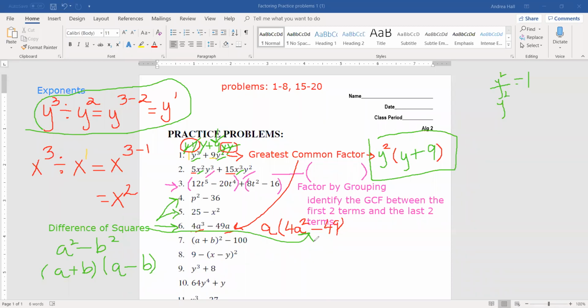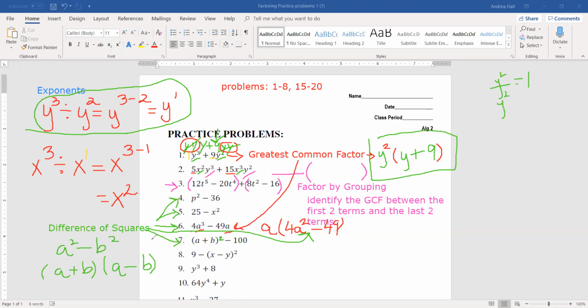Okay? Believe it or not, number 7 is also a difference of squares. Okay? The square root of a plus b squared would just be a plus b, and the square root of 100 would be 10. So don't let the fact that it's in parentheses, because it's a 2 right here, that makes it a perfect square. So you are also using difference of squares with that one, okay?